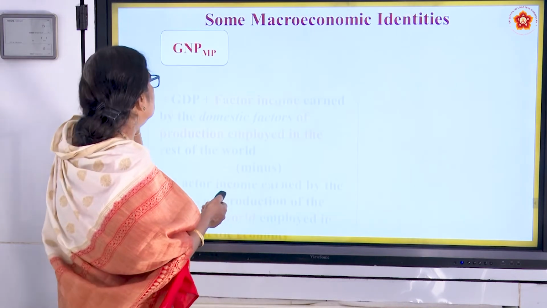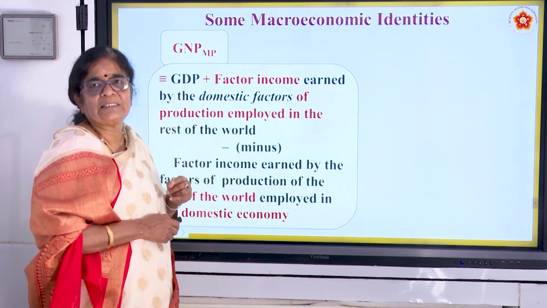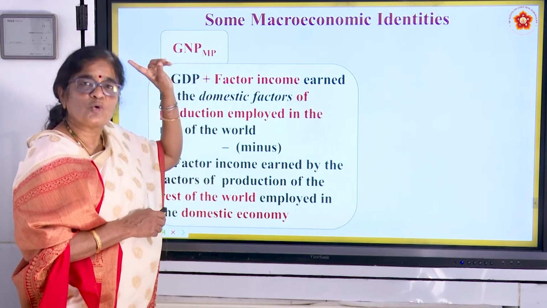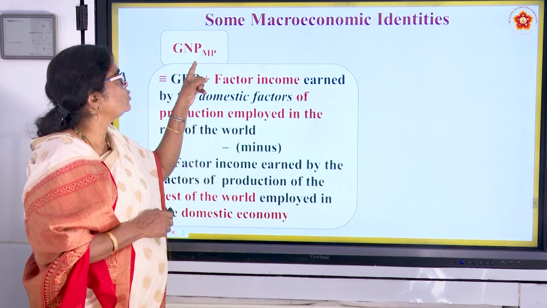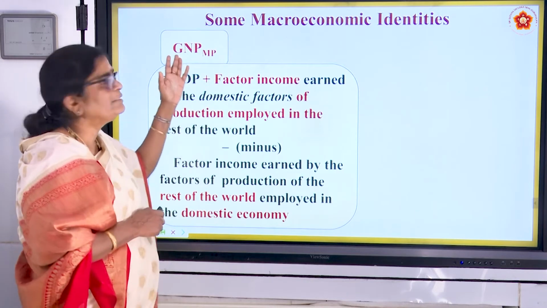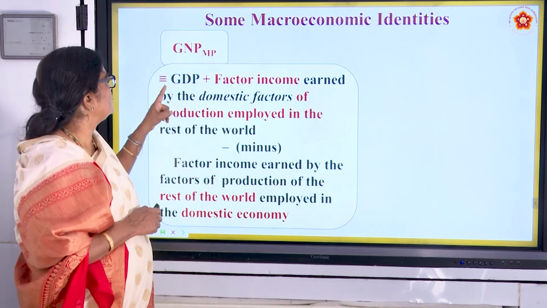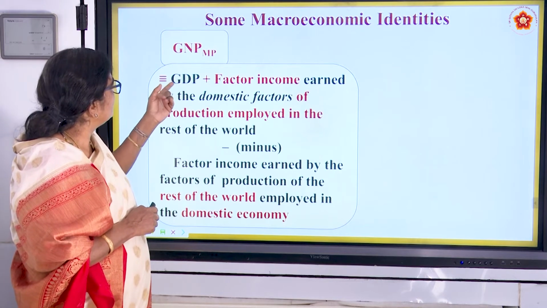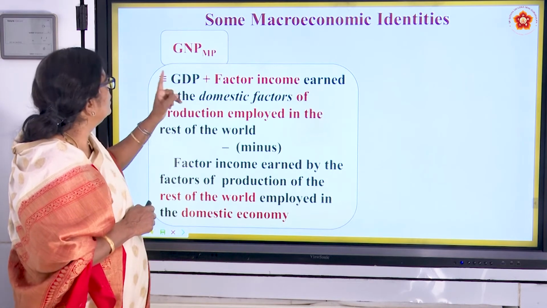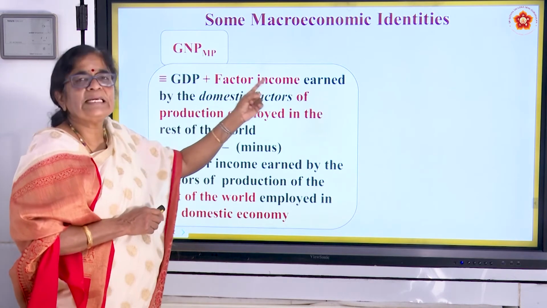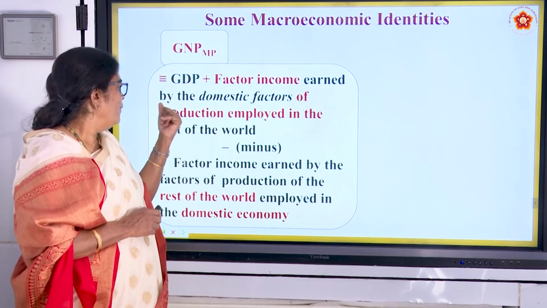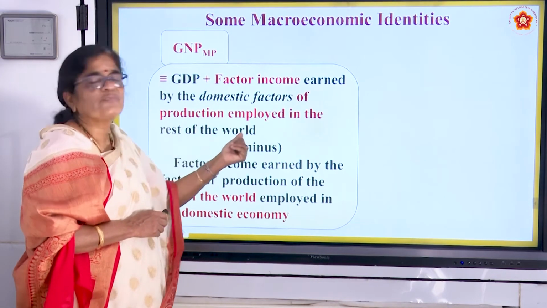And the next one, GNP at market price. GDP is another indicator. GNP is gross national product, while GDP is gross domestic product. What is GNP? GNP at market price is identically equal to GDP plus factor income earned by the domestic factors of production employed in the rest of the world.